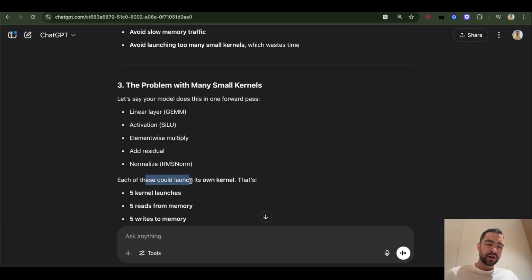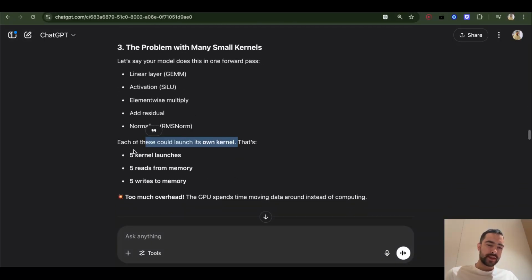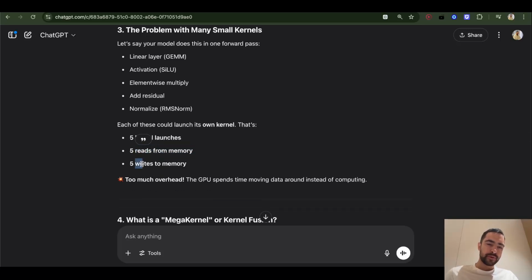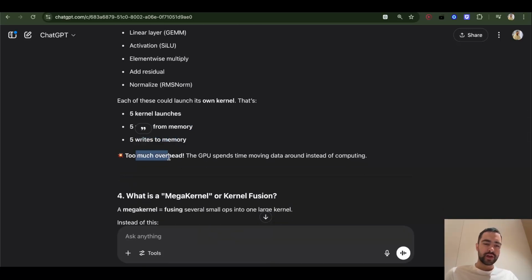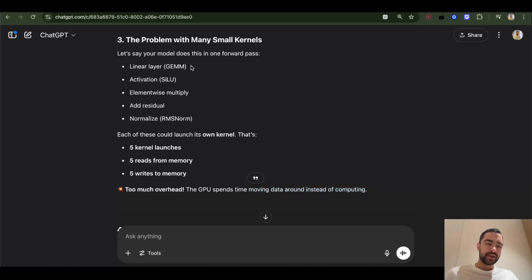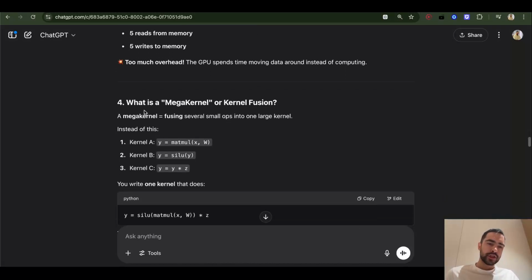Each of these could launch its own kernel. That's 5 kernel launches, 5 reads from memory, 5 writes to memory. Too much overhead. The GPU spends time moving data around instead of computing. So reading for this, sending to this, and then reading and writing for this, and the same for each of the others.